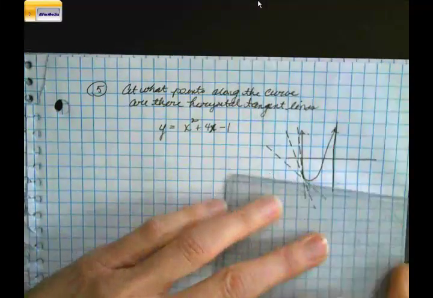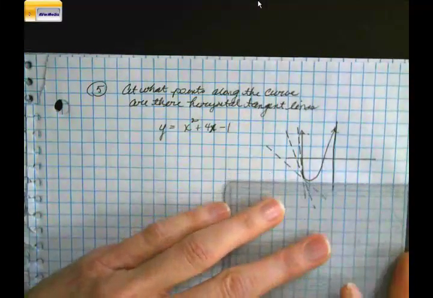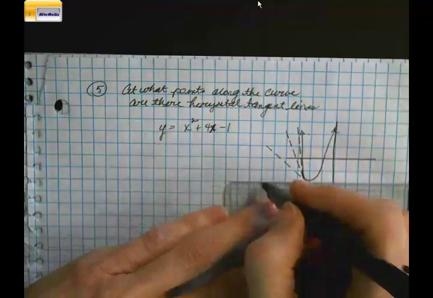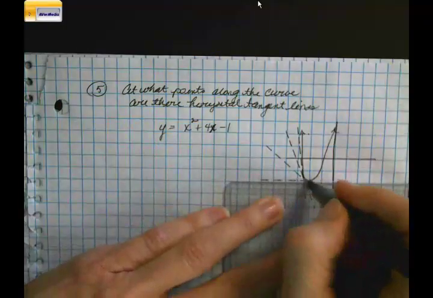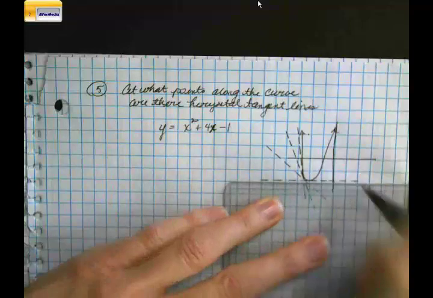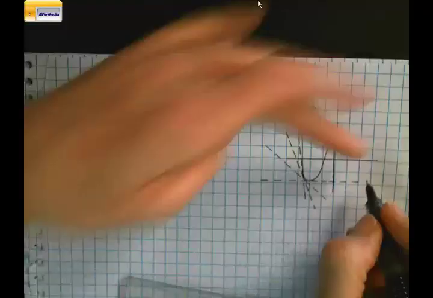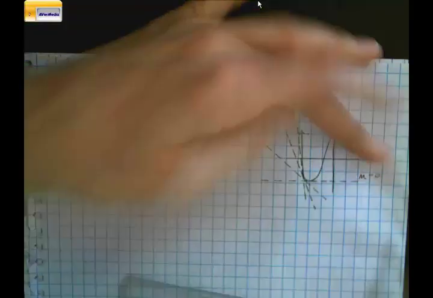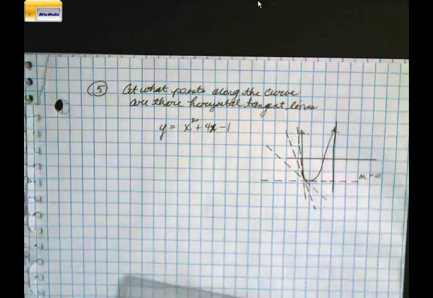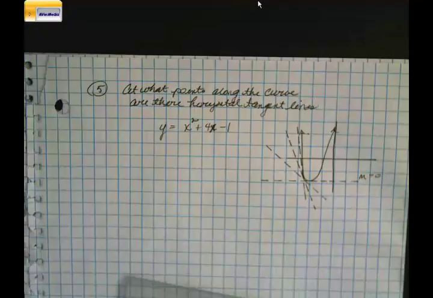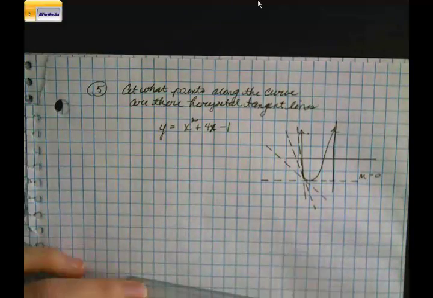But there's only one place where it's going to be truly horizontal, and that's going to be right here at the vertex. That's the one where the slope is 0. That's that horizontal line. So there is one point along this curve, at the vertex, where you're going to have a horizontal tangent line. So now it wants me to figure out that point. So how do I figure out the point?